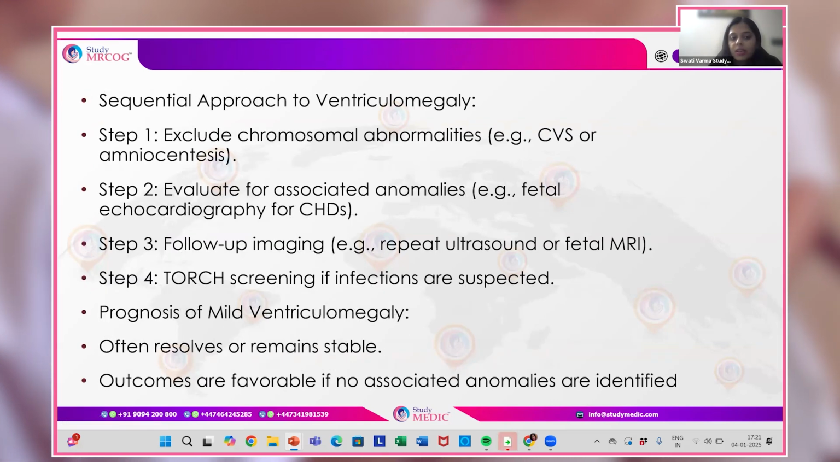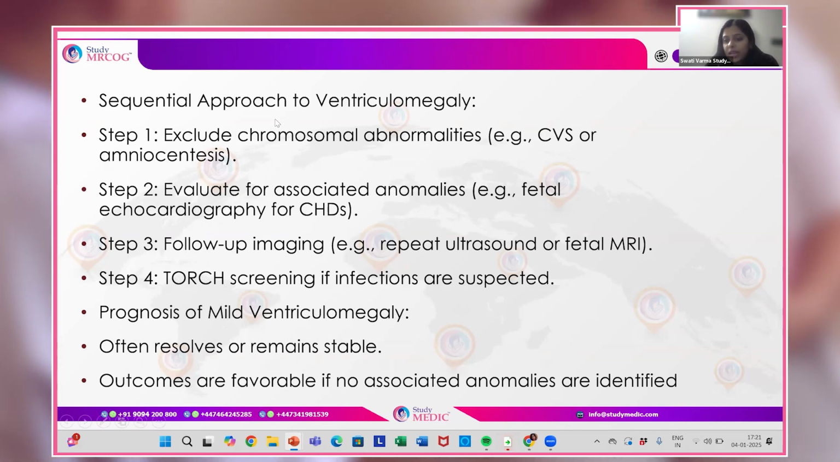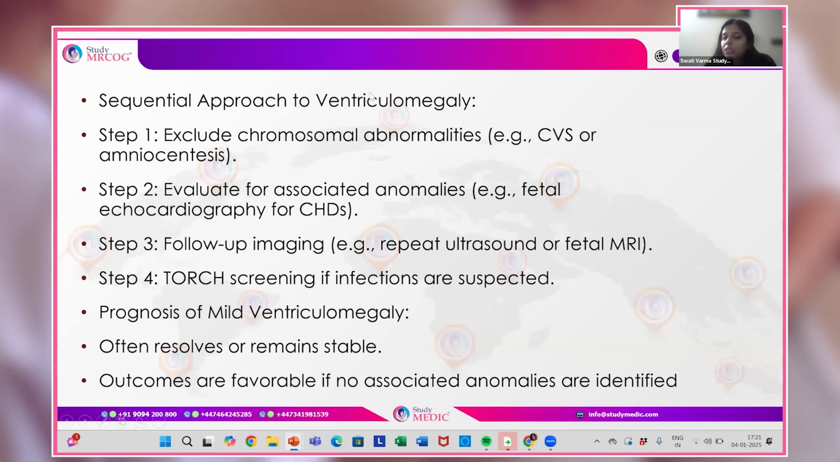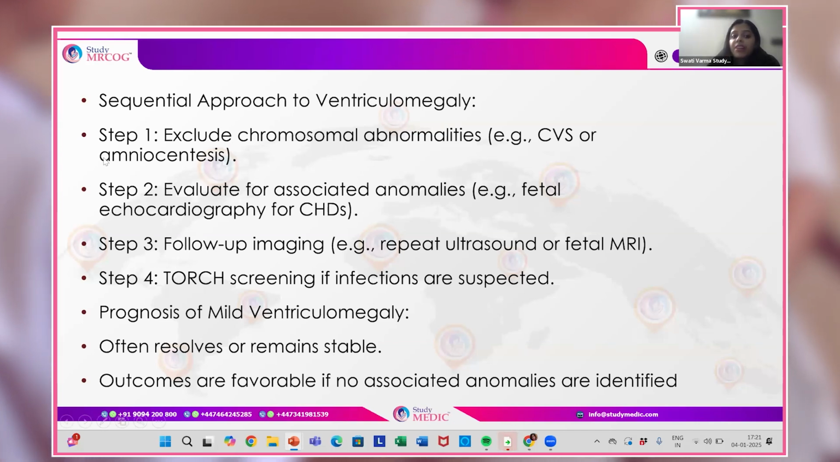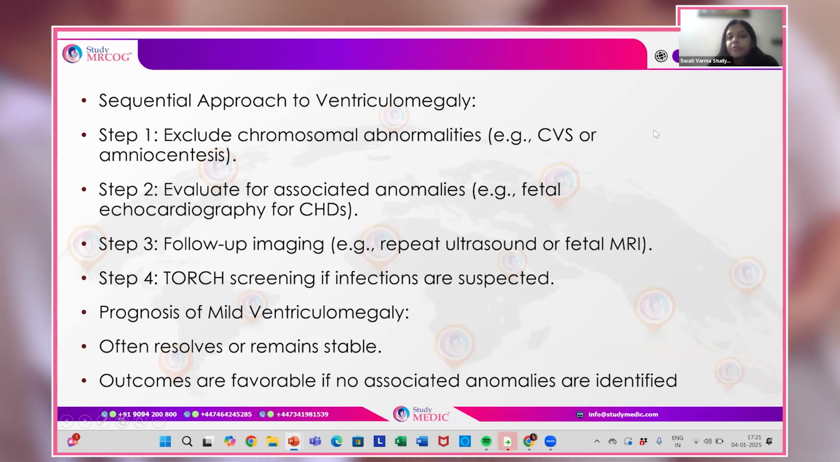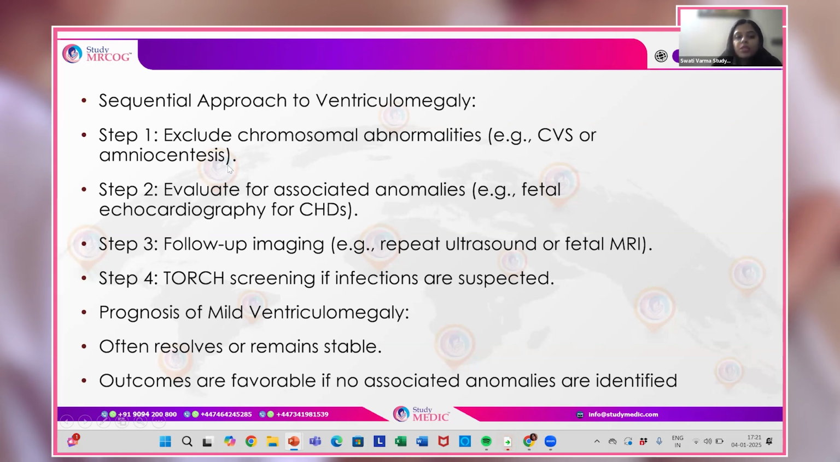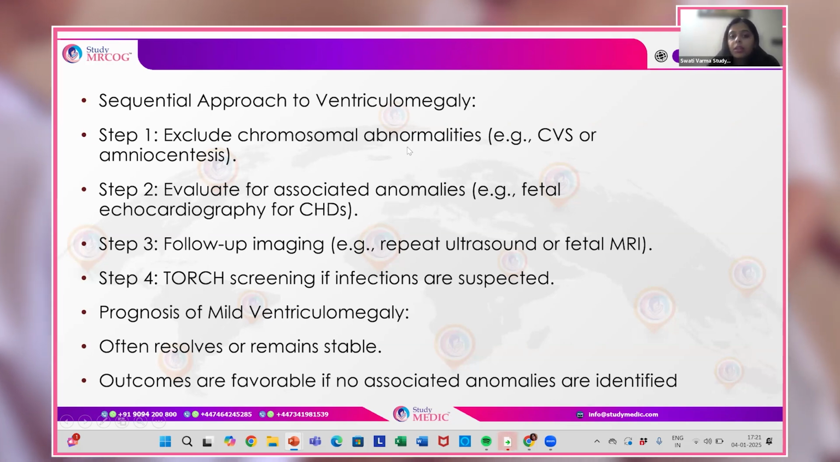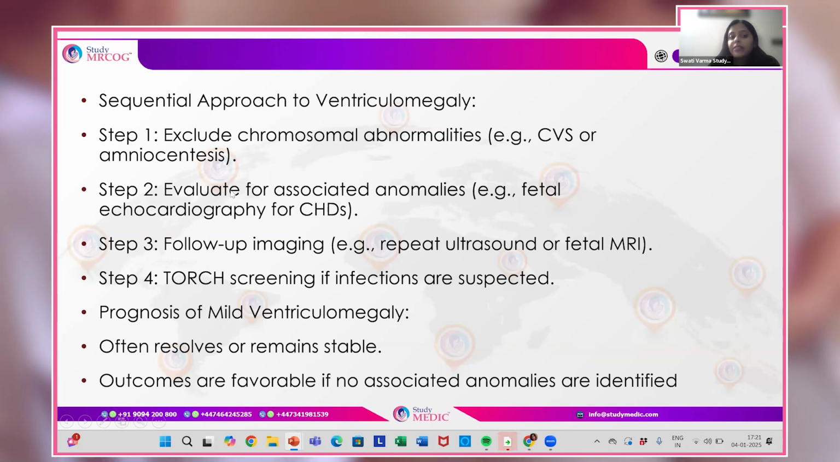Now, one extra thing, that is the sequential approach to ventriculomegaly. Suppose you get any ventriculomegaly question, what should be your sequential approach? Step 1 will obviously be to exclude chromosomal abnormalities first. First, you will see whether CVS or amniocentesis, chorionic villus sampling or amniocentesis, has been performed or not. Then you will evaluate for associated anomalies, like fetal echo for congenital heart defects.